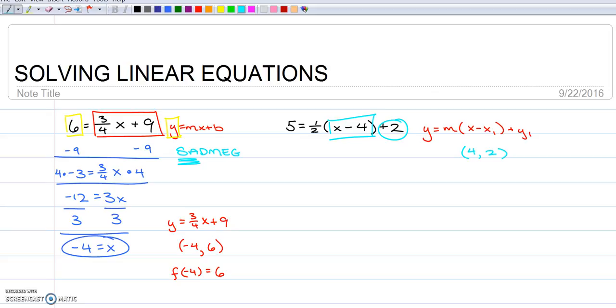I don't want you to deal with any of the grouping symbols. That parentheses doesn't matter to me right now because I need to get rid of addition and subtraction first. I'm going to do -2 on both sides.